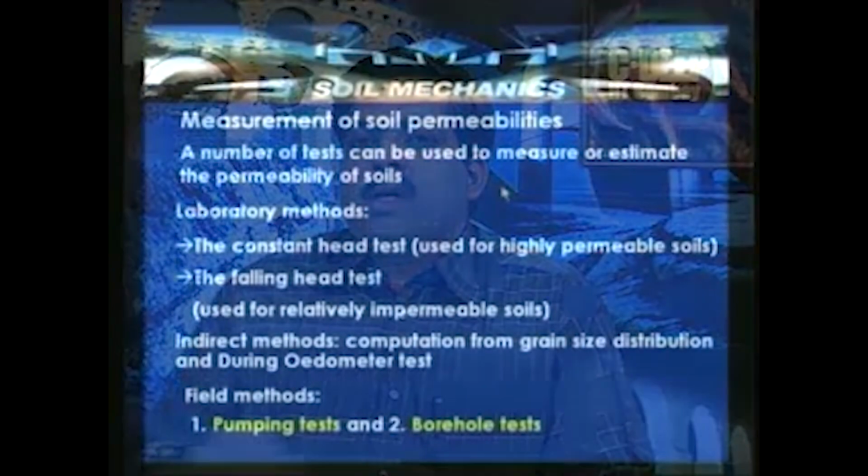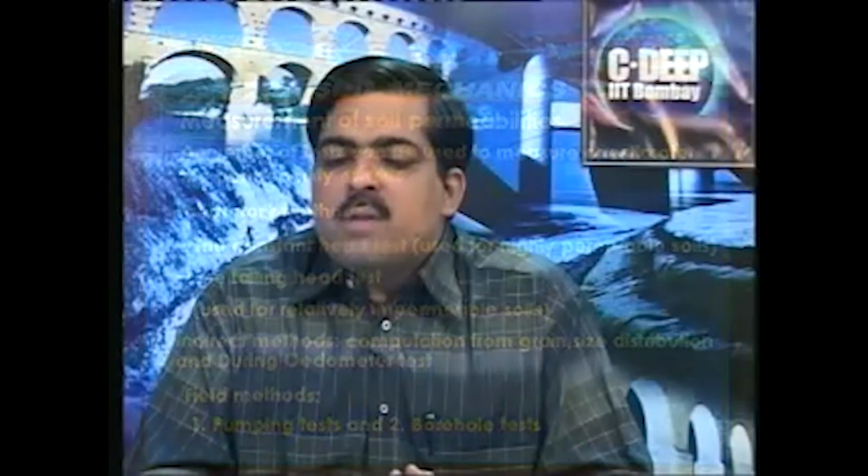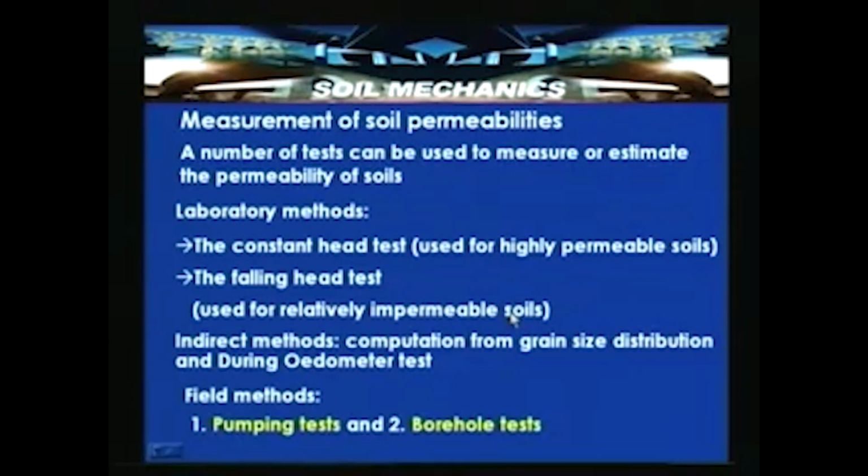So, let us look into the methods for measuring the permeability. We have discussed that a number of tests can be used to measure or estimate the permeability. Of the laboratory methods, two are popular. One is the constant head test, which is basically used for highly permeable soils, and the other is the falling head test, which is used for relatively impermeable soils, meant for clay soils or silty clay or silt and clay mixtures.